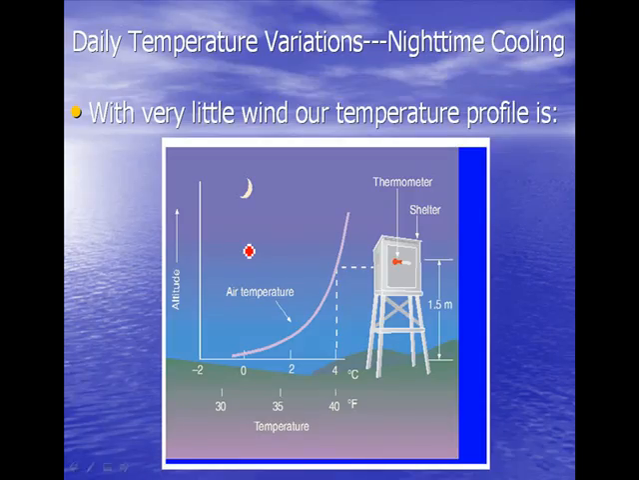Let's take a look at nighttime cooling. Quite a bit different than what we see with daytime cooling. In fact, again, this particular graph here is altitude as we go from 0 meters up to about 1.5 meters. Again, I'm using this weather shelter as a point of reference, sitting at the surface. You'll notice that temperature in this particular example is about negative 0.5 degrees Celsius at the surface.